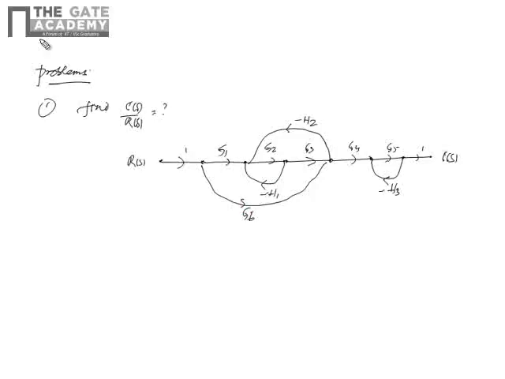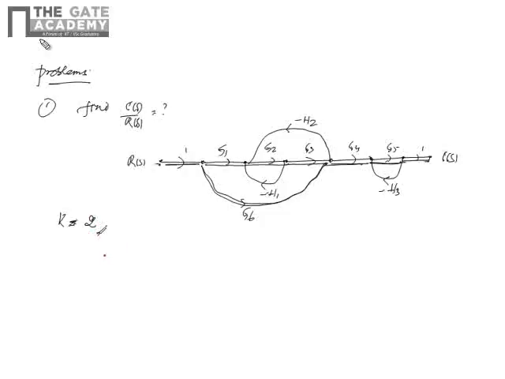Now how to find out the transfer function by using Mason's gain formula? First you have to identify the k value. What is the number of forward paths? So k value is from input Rs to output Cs. The first forward path is G1, G2, G3, G4, G5, Cs. Then another forward path also there, 1, G6 and G4, G5, Cs. That means k value is 2.